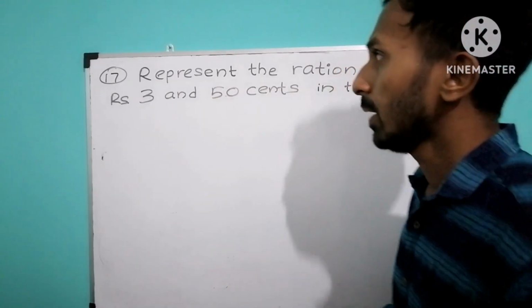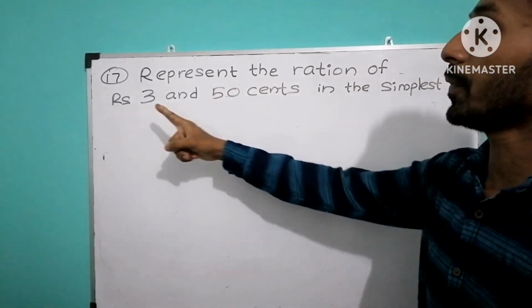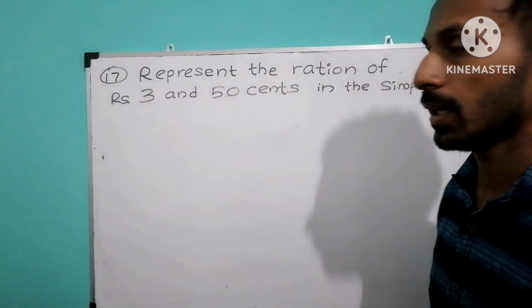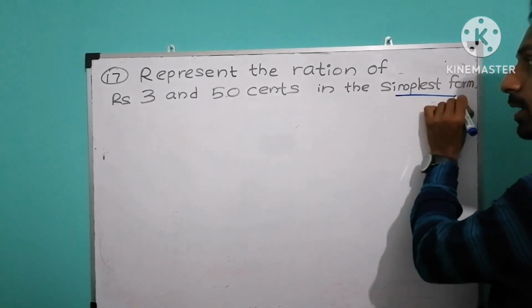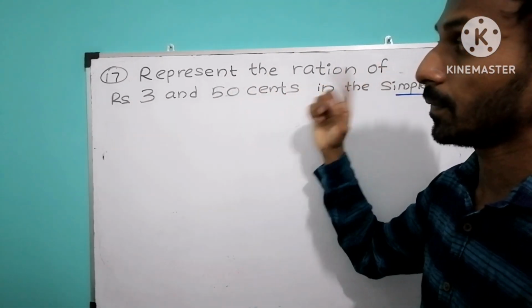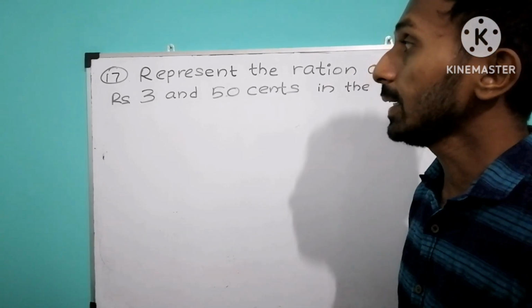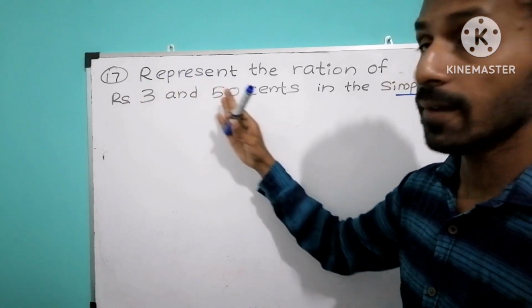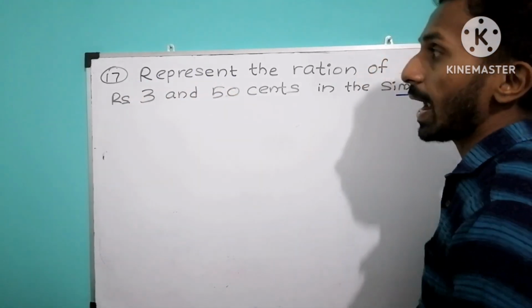Your next question. Represent the ratio of 3 rupees and 50 cents in the simplest form. Represent the ratio in the simplest form. Okay. Here 3 rupees and 50 cents. 3 rupees and 50 cents.